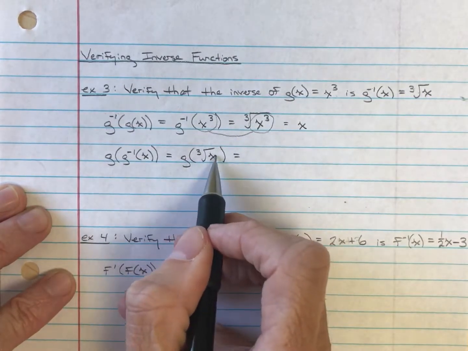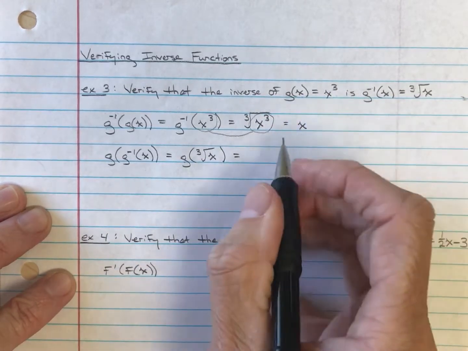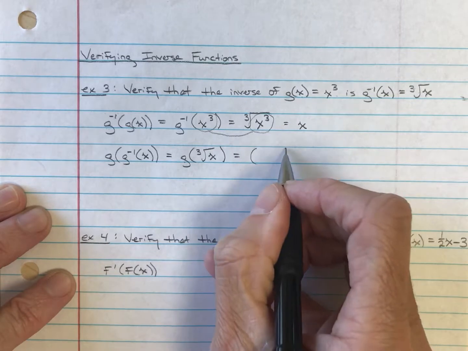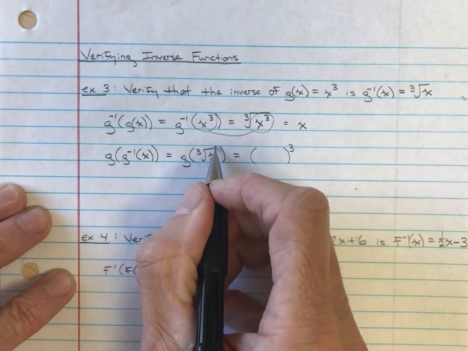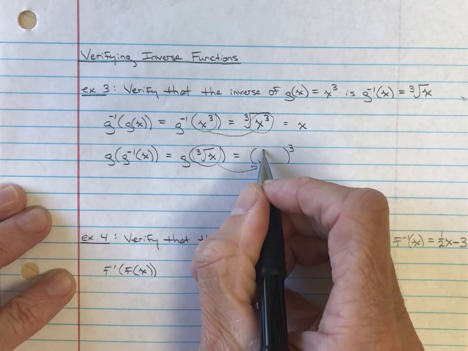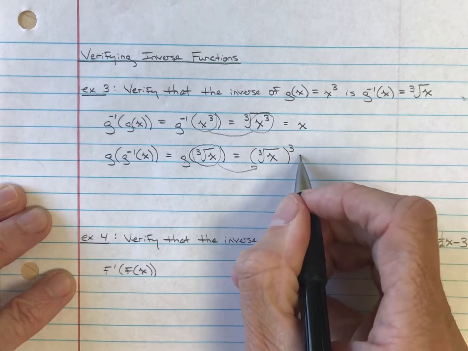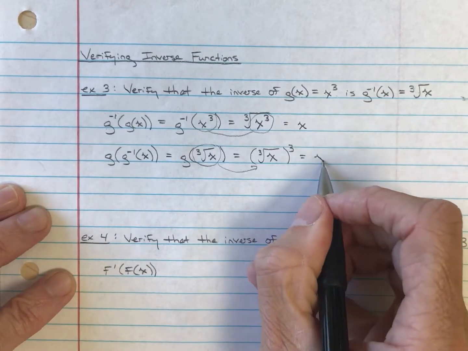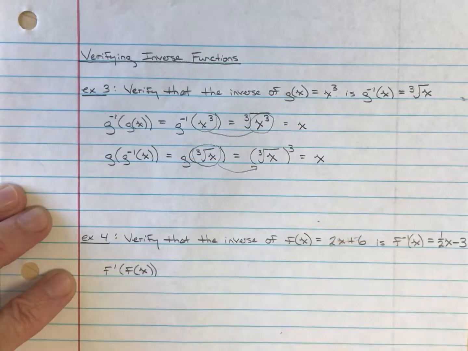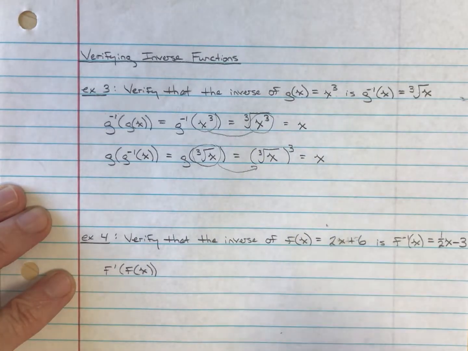Now I'm going to run this into the g function. The g function says cube what comes in. Well, what comes in is the cube root of x, and the cube root of x cubed is also x. So I've just verified that these are inverses of one another.